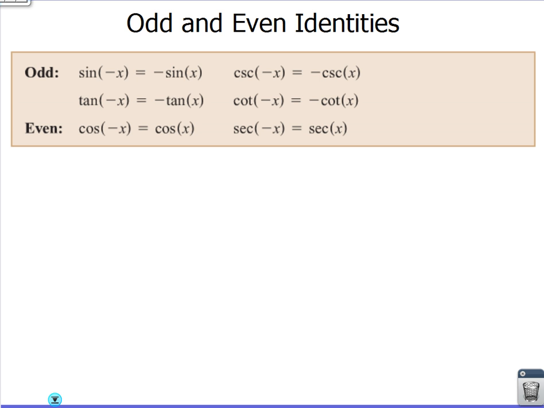Here's your next type of identities called odd and even identities. Honestly, back in the back of your mind, you already know these identities. It all has to do with your all students take calculus 4 quadrants. As you're writing these down, let's go back and review what an odd function is and what an even function is, because that's where we're going with this.